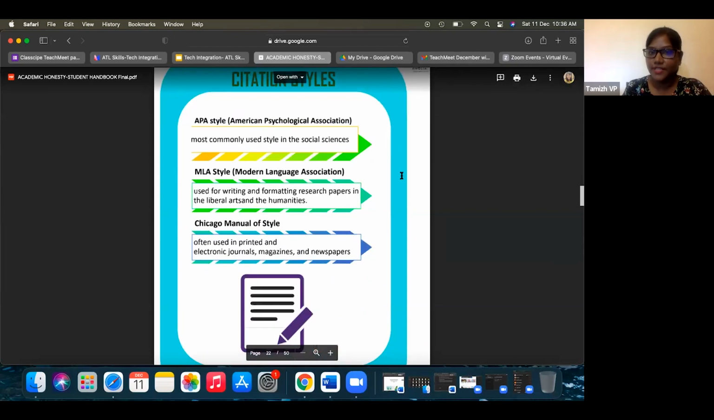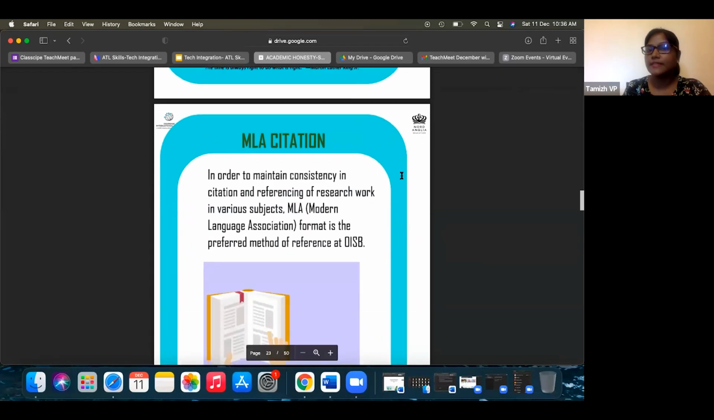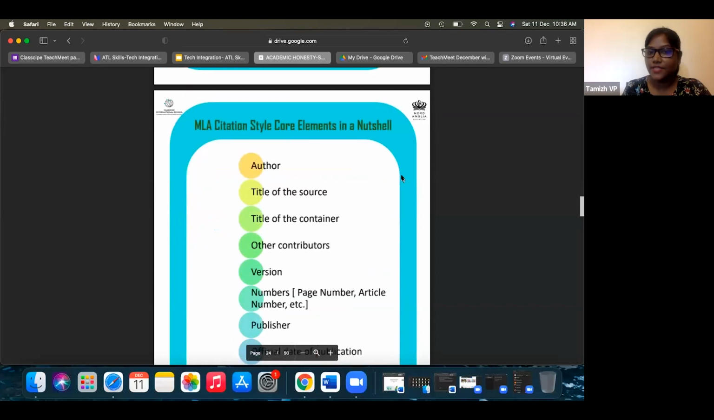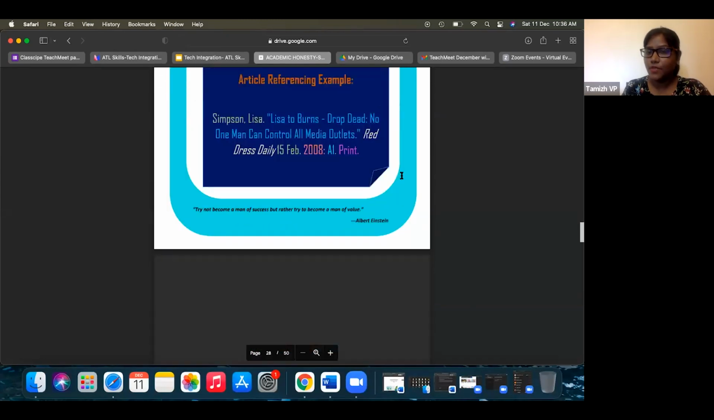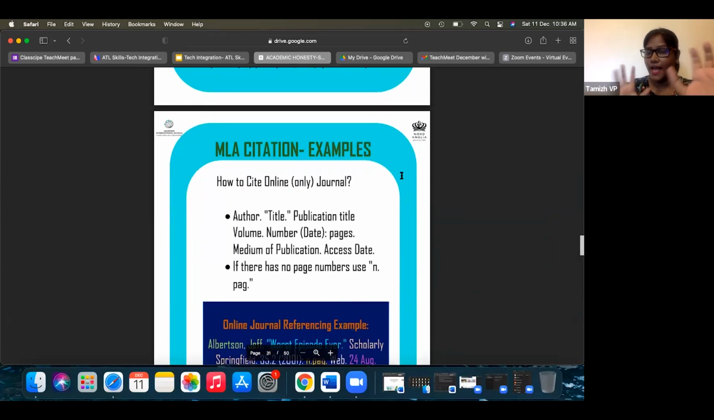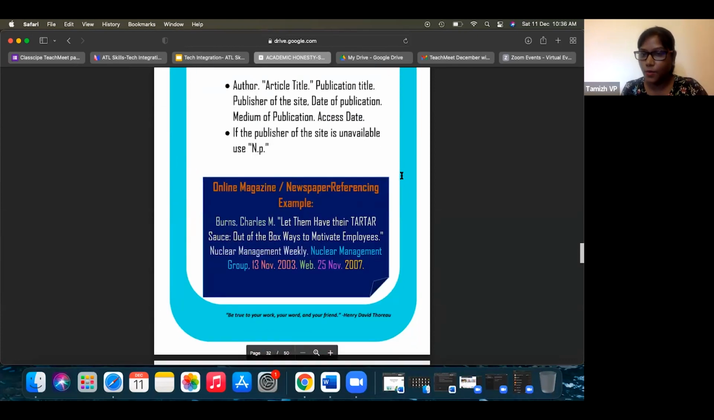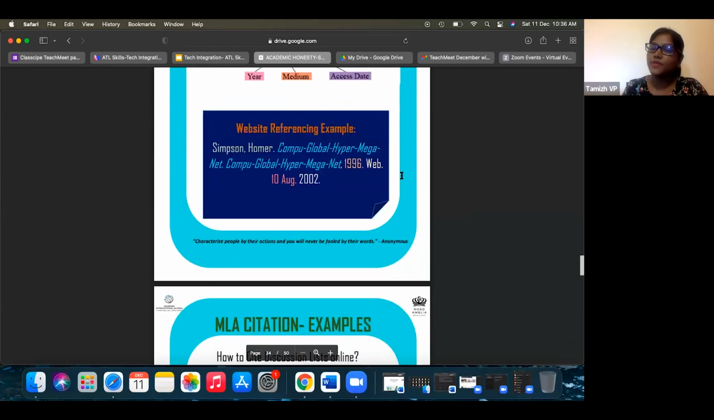So we talk about citation. What are the different citation styles? Our school uses MLA citation, so we talked about how to use that, give an example. So I did not develop this from scratch. I sat and looked at multiple sources, and then a few things we added on our own from our policy, and a few examples we took from the web.